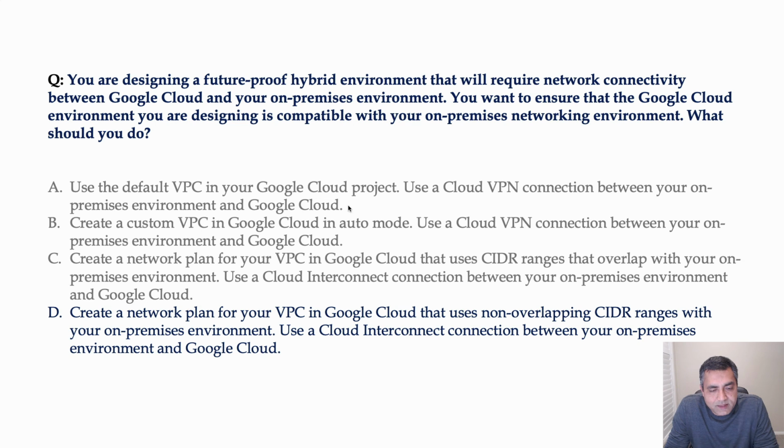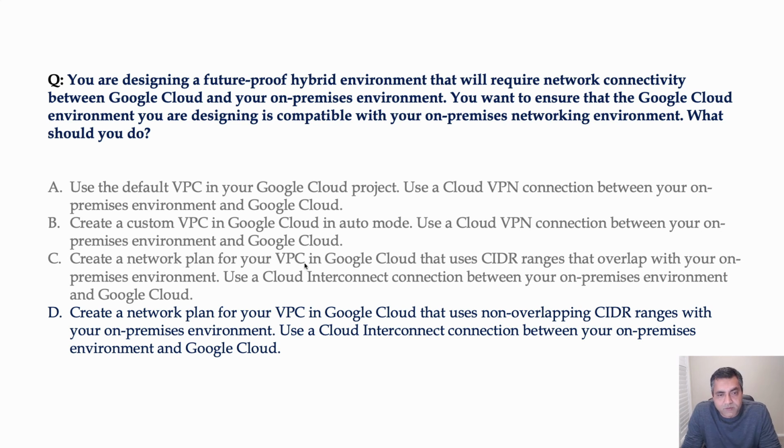It's not correct because the default VPC is a VPC with auto mode IP ranges. Then B, create a custom VPC in Google Cloud in auto mode. Use a Cloud VPN connection between your on-premises environment and Google Cloud. It's not correct because with auto mode IP ranges, there's no guarantee that the IP ranges will not overlap with your on-premises environment, either now or in the future.